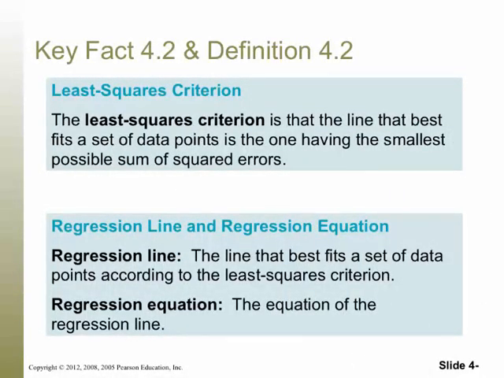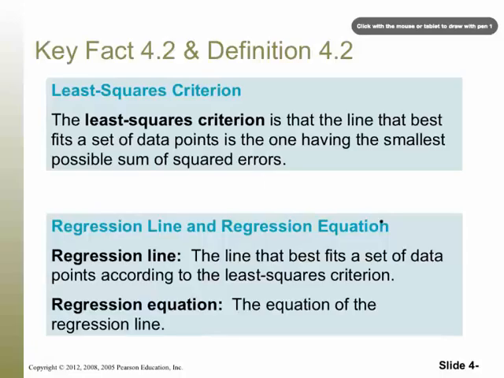They don't sum up the error, but the squares of the errors. They square all the amounts of errors, and then they add them up, and the one that has the least square is the best fit line. So the least squares criterion is the line that best fits the set of data points, the one having the smallest possible sum of squared errors. They find all the errors, square each one, sum them up, and whatever line has the least sum of the errors squared is what we call the least squares best fit line.